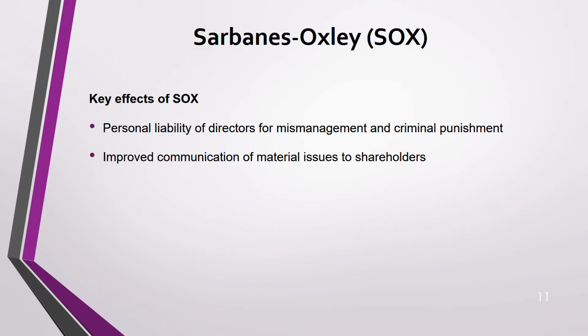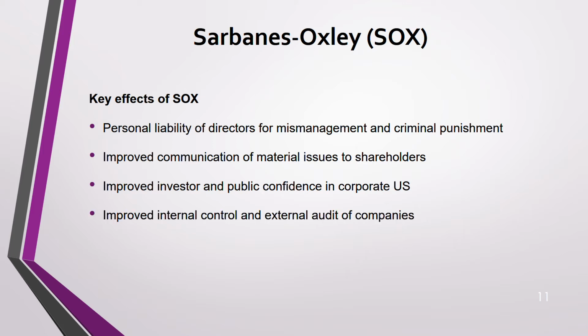Second, communication has improved because material issues are now disclosed to shareholders. Before things become worse, disclose it beforehand to shareholders so that they are aware of what's happening, right? It also improves investor and public confidence. Remember, when the Enron collapse happened, the public lost their confidence in the auditors, right? So now, because of the Sarbanes-Oxley Act, they are gaining that confidence back.